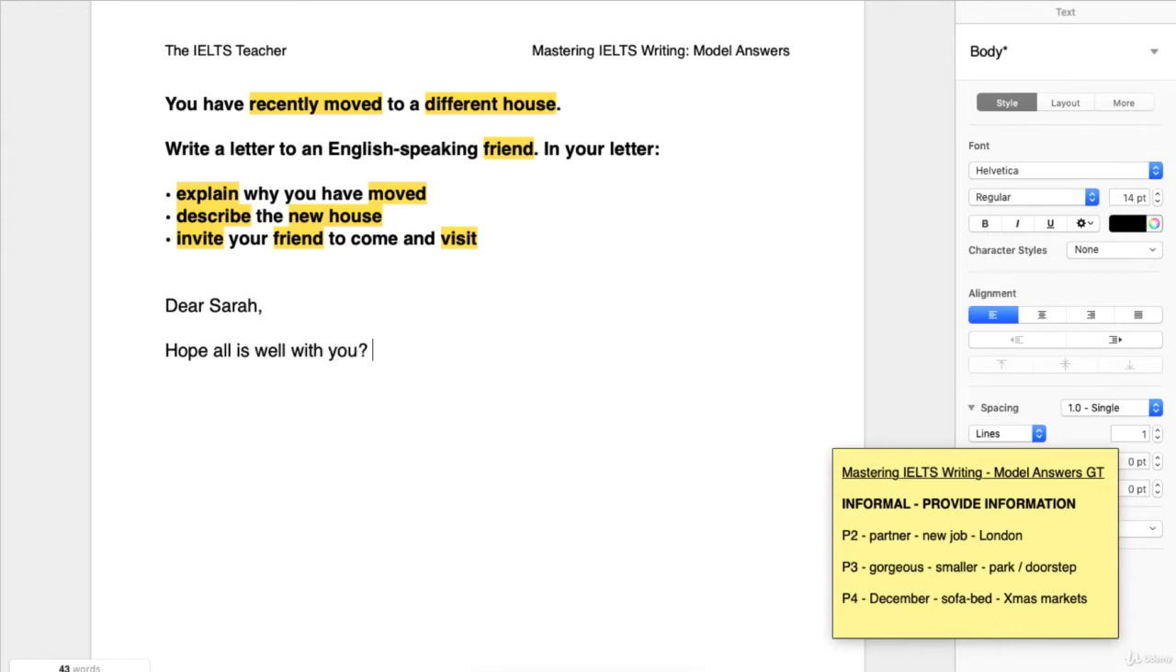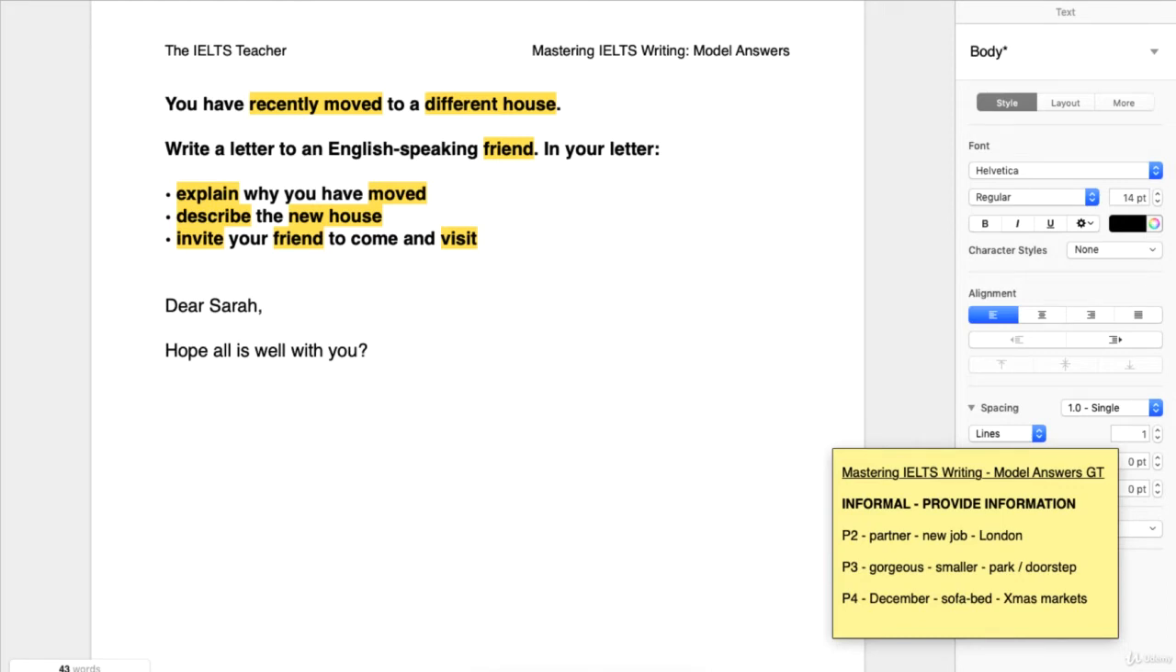So this is a nice way. I've used a few different openings before, now that we've had a look at a few videos already, but this is another nice way. I hope all is well with you. Hope all is well with you. Notice we're omitting the subject I. We've talked about this before, but only do this in an informal setting, ideally.